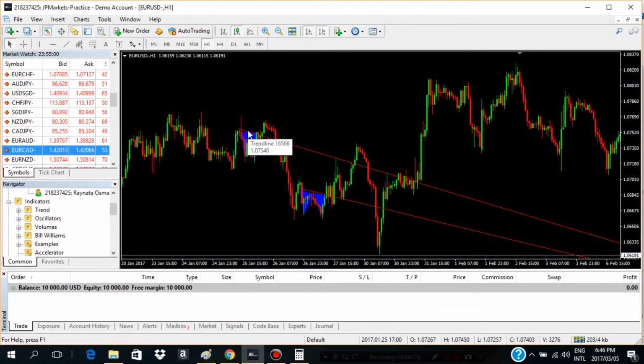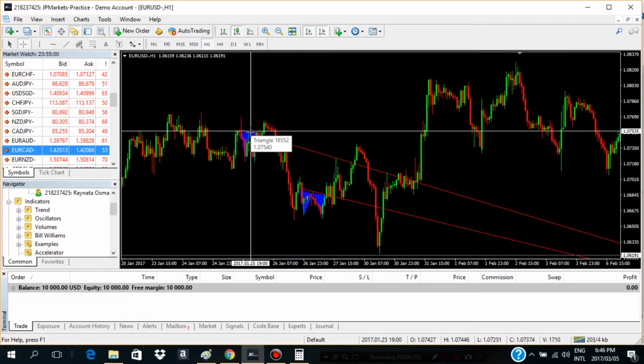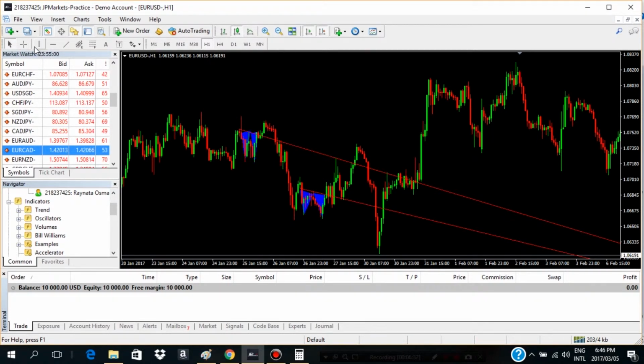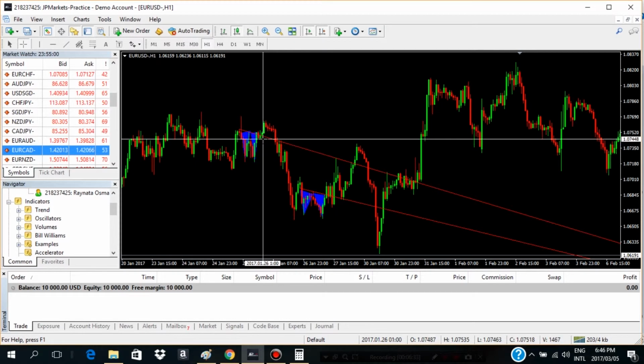So once again, let's check if we have broken out by 50%. So from there to the center is 308. So we're looking at 154. Yeah, so just over 50%.